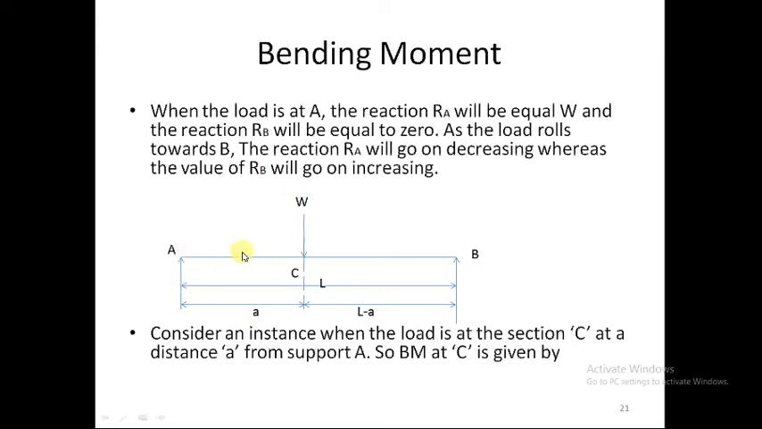But as the load goes on moving from A towards B, what will happen to RA? RA will go on decreasing. At the same time RB will go on increasing. Now we have considered one situation where the load is being placed at C, such that C is at a distance small a from support A, so that the bending moment at C we can calculate.